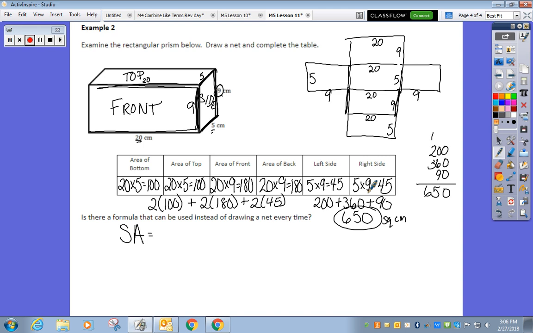We took the area of one of the sides, multiplied it by 2 because there's 2 of the same exact size. So in terms of numbers here, if this is considered to be my length, this is considered to be my width, and this is considered to be my height, when I found the area of the bottom, I would be doing the length times the width, and that went the same for the top. If I was finding the area of the front, I did the length times the height.